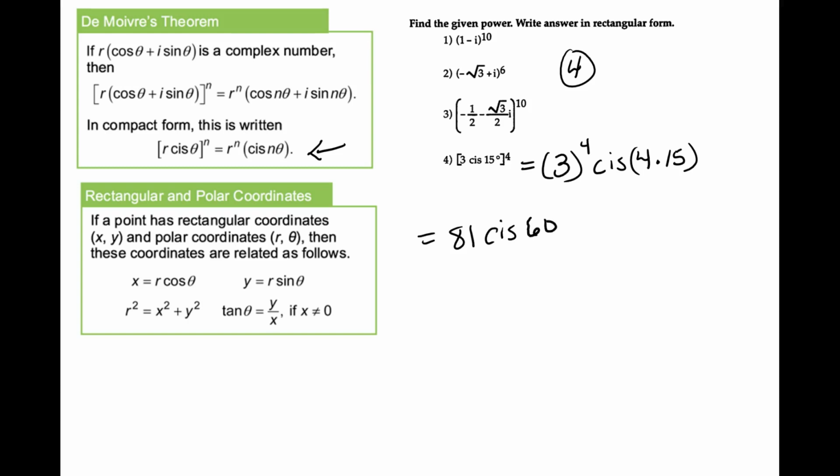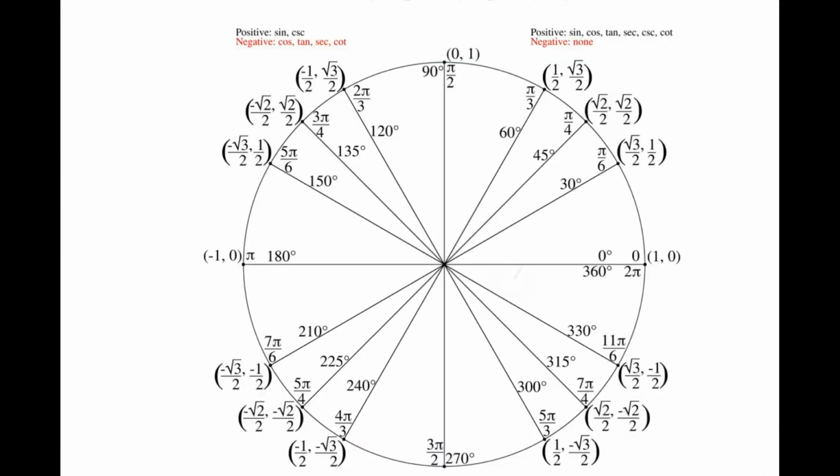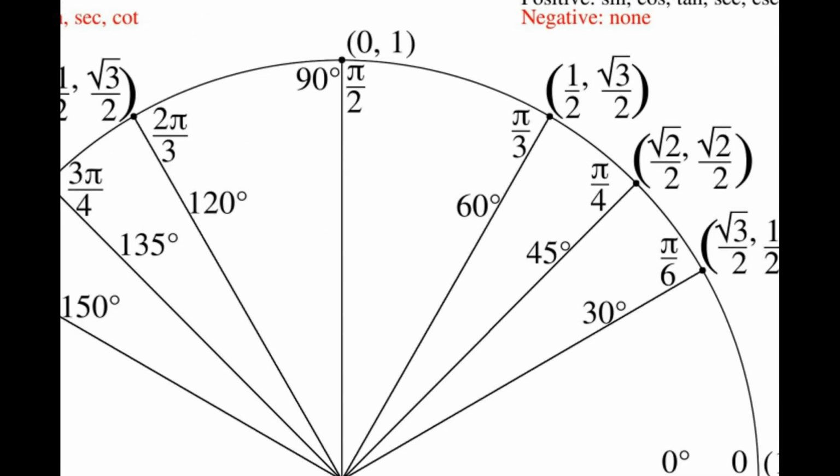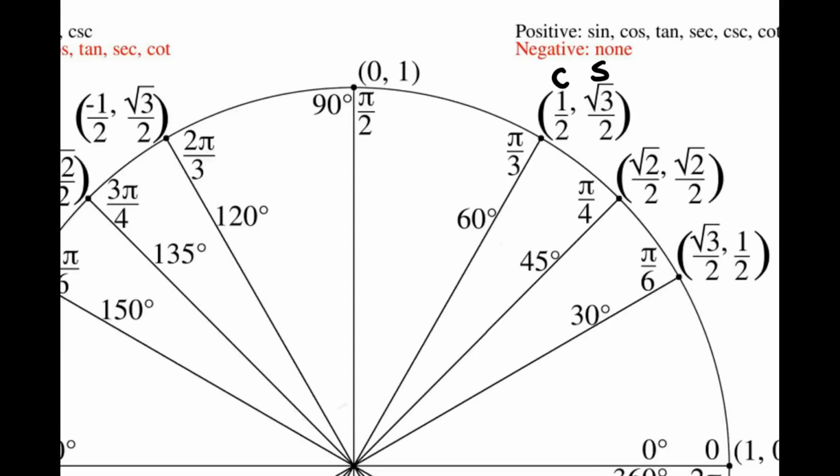And if you're really good, you probably have that memorized from the unit circle. All right, so let's see here. 81 times the cosine of 60 plus the imaginary sine of 60. And let's go ahead and look at the unit circle and figure that out real quickly. 60 degrees, here is the cosine, here is the sine. Cosine is 1/2, and the sine is the square root of 3 over 2.